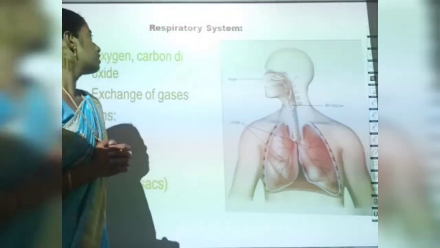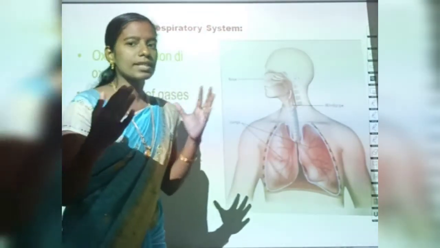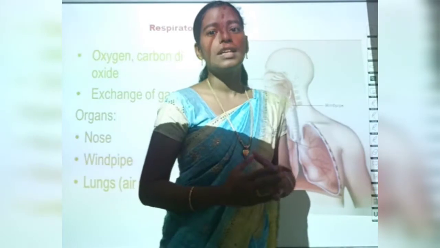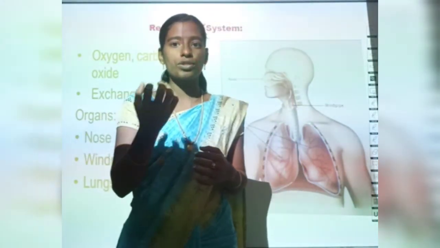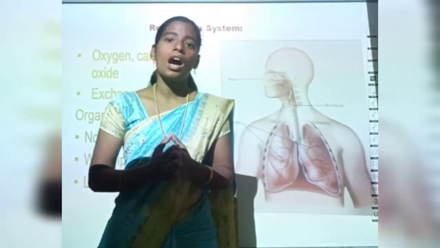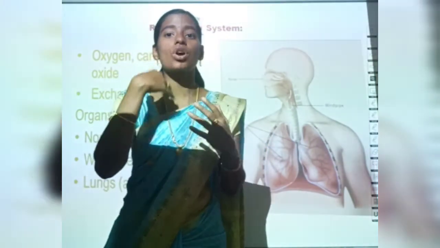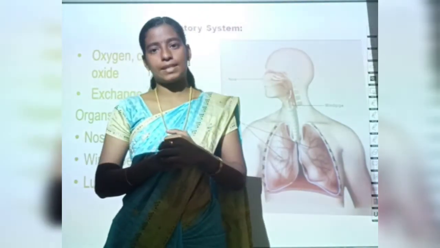That is oxygen and carbon dioxide. The process happening in this system is exchange of gases. That is, oxygen is taken in and carbon dioxide is given out. So, exchange of gases is taking place in the system.